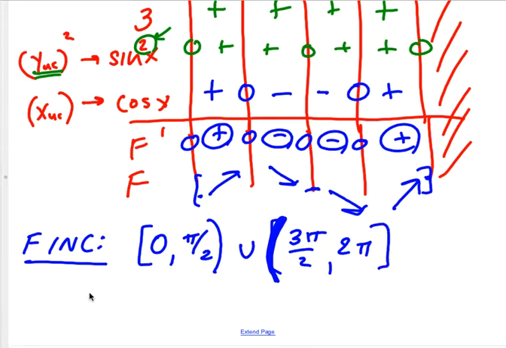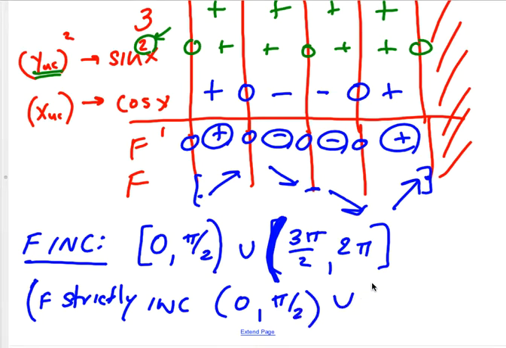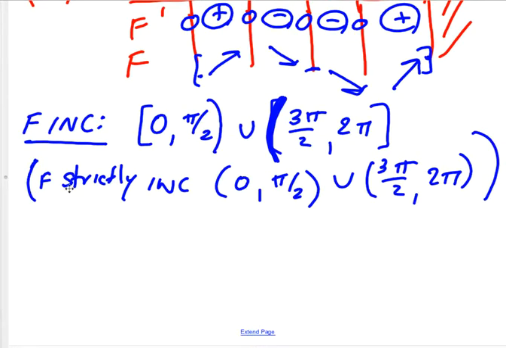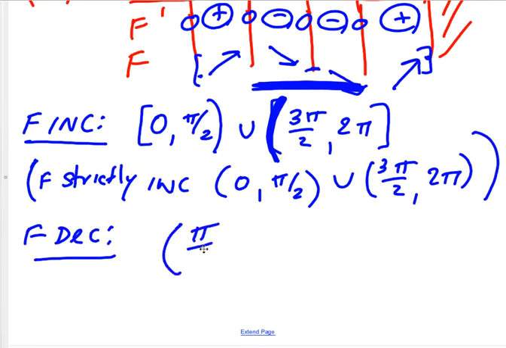But just to be clear, if I say f is strictly increasing, then there would be no brackets, because strictly increasing means that f prime can't be 0, right? So strictly increasing would look like this, okay? If I say f is decreasing, well, f is decreasing on this entire window, which was from pi over 2 to 3 pi over 2. So I could say from pi over 2 to 3 pi over 2, right?